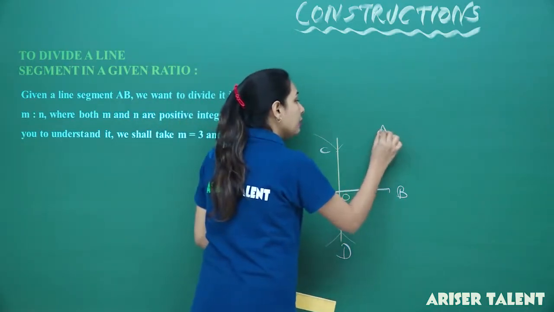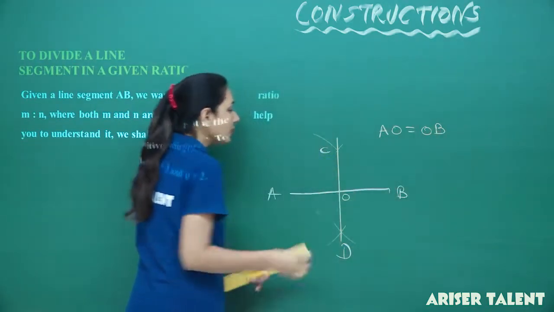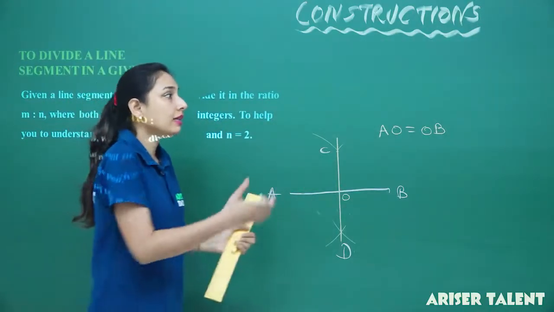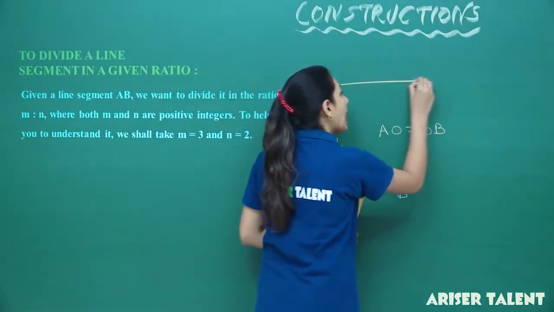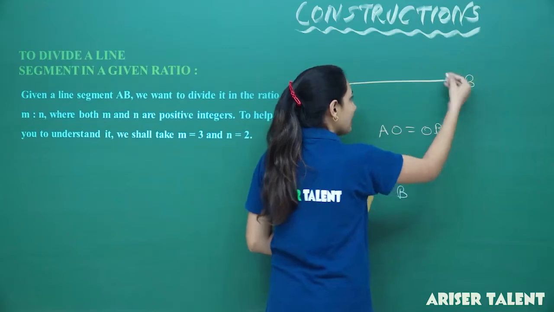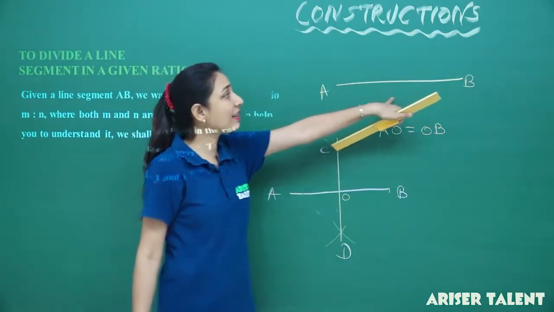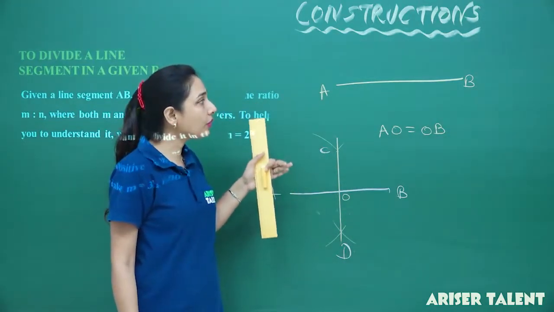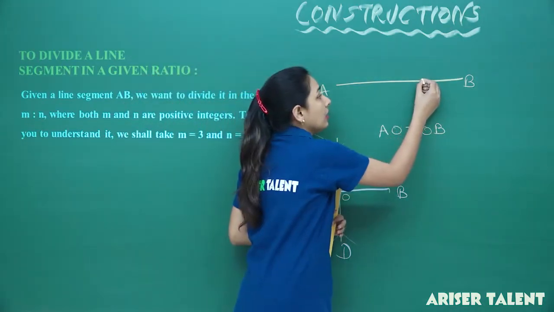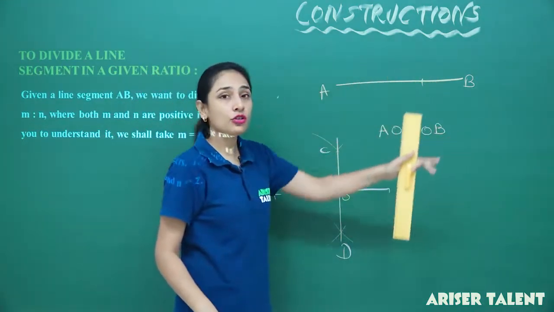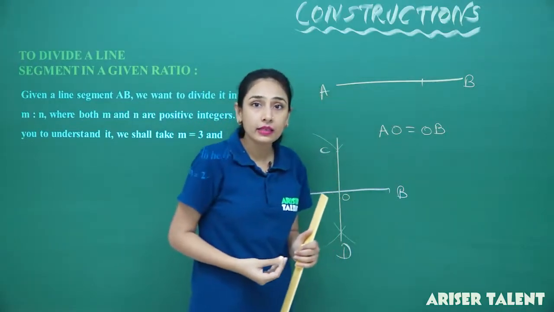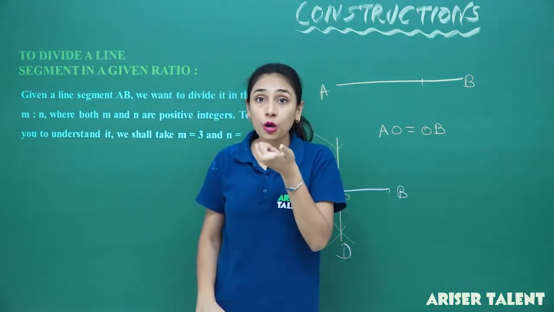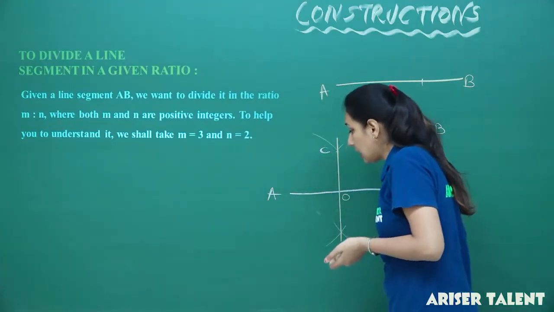So OA equals OB. You are just dividing this line into two equal segments. Now what we did in the previous lecture: I have this line segment AB, and I have to divide it in the ratio 3:4. I've told you how, and we are just recalling the steps in a proper written manner, so just have a look at that.